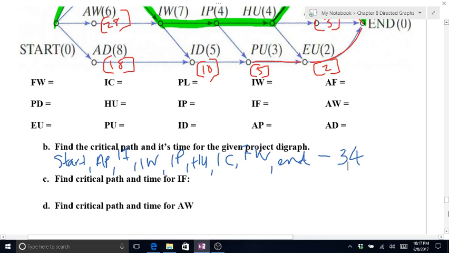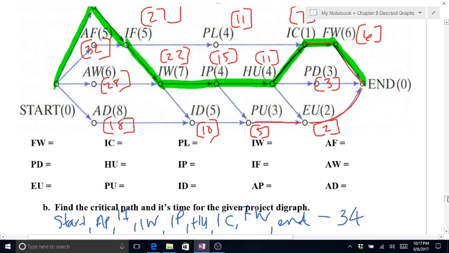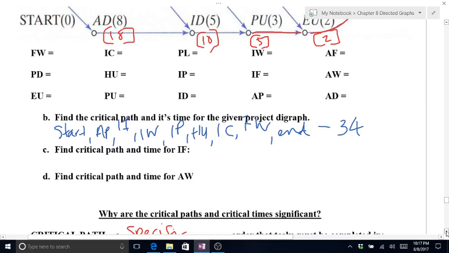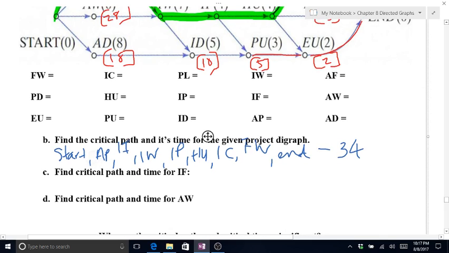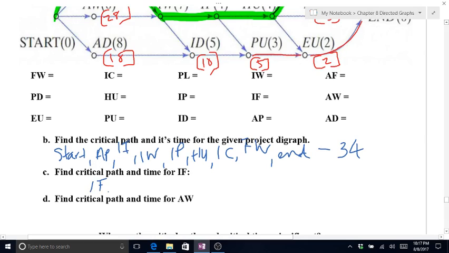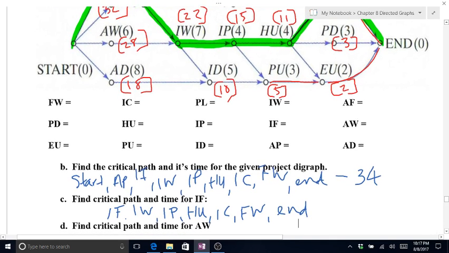Find a critical path and time for IF. So we have to go from IF to the end. Well, that's just your critical path here, except no start and AP. So we start at IF, IW, IP, HU, IC, FW, end. Okay, and at IW we had a critical time of 22.